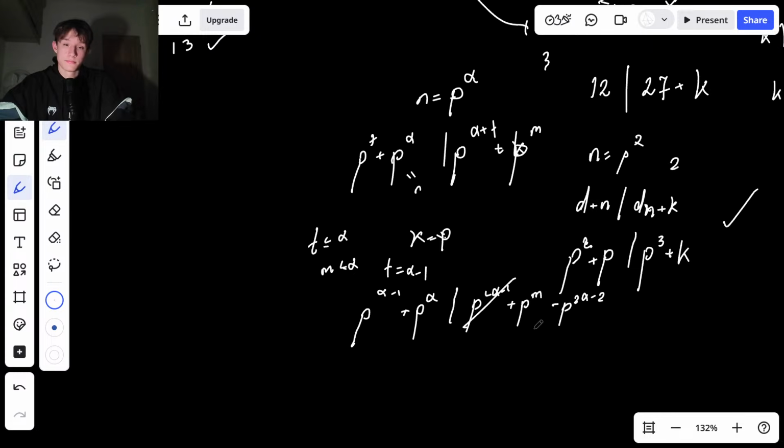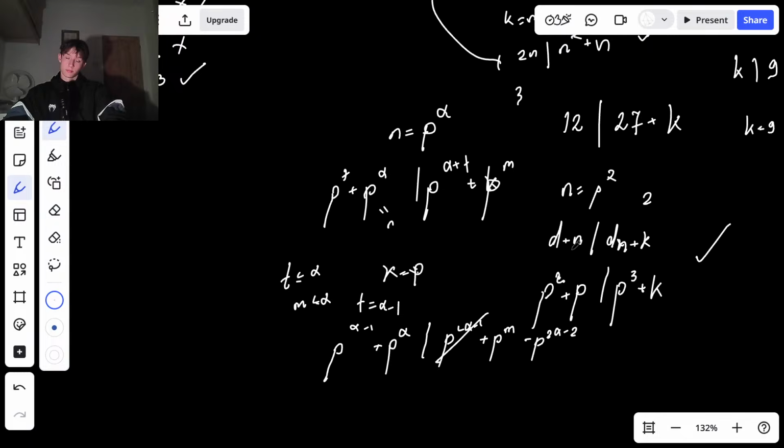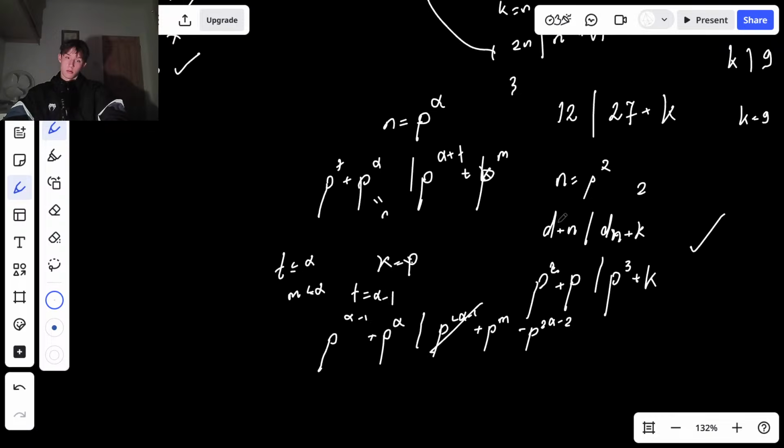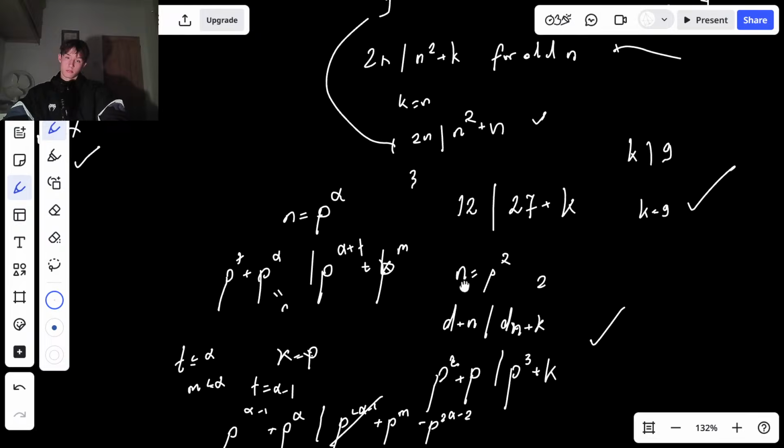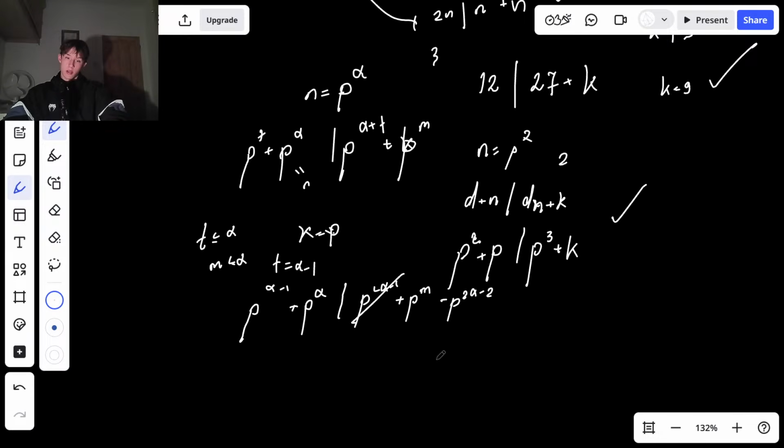So I think, wait, p plus 1 must divide this. So this is minus 1. This is 1. Oh my gosh. Why did it have to be so annoying? The n plus d divides nd plus k.